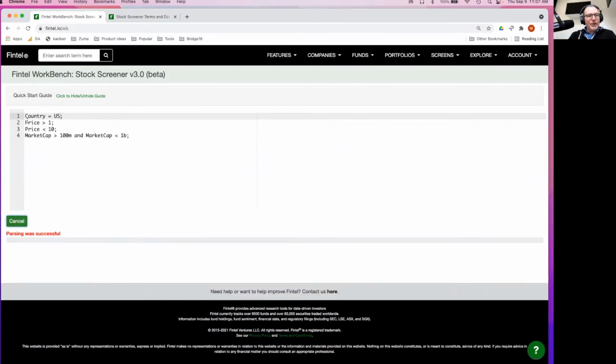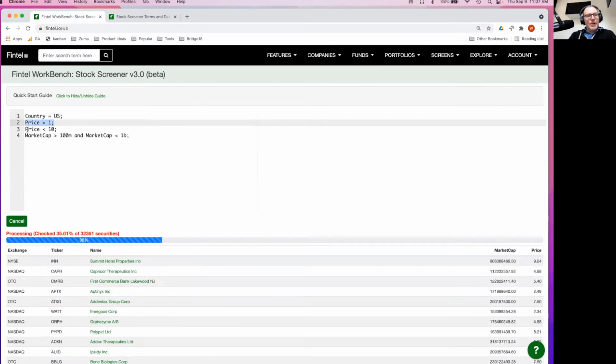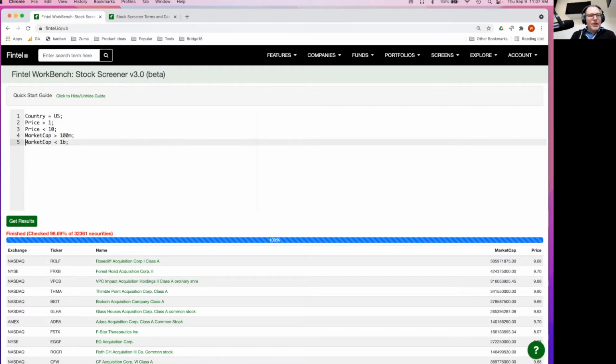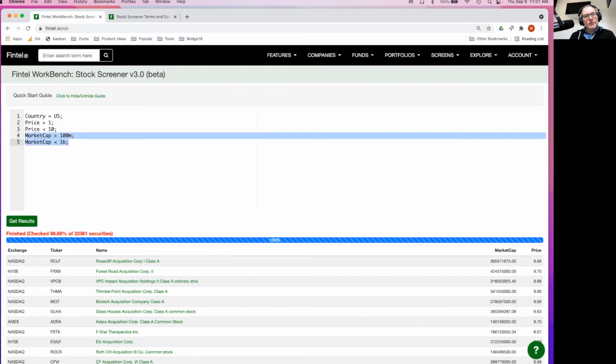Okay, now the thing to keep in mind here is that price is greater than 1 and price is less than 10. This is an and. Every line here must evaluate to true in order for the stock to be passed through the filter, or passed through the query. So for example, if the country is not US, it's not going to come through. If the price is not greater than 1, it's not going to come through. If the price is not less than 10, it's not going to come through. And then we have this here, okay? So this here and this here are equivalent, okay?